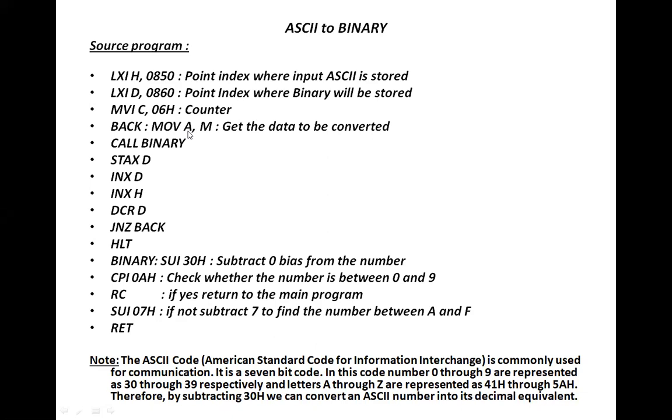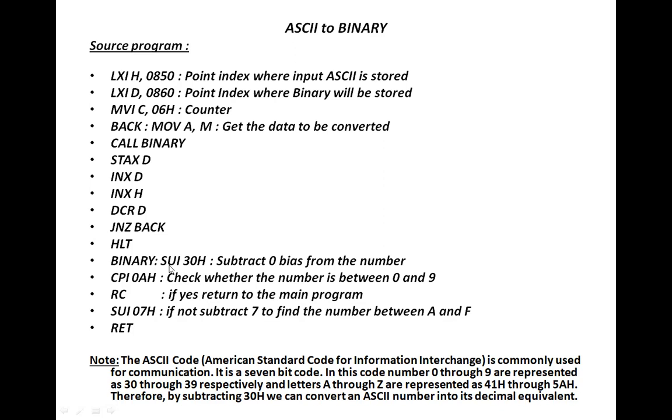Once it is copied into the accumulator, we require a certain set of instructions which will convert it into binary, and for that we have written a subroutine. So it is going to call a subroutine named binary. Instead of executing the next instruction, it will jump to the binary subroutine, which is written over here.